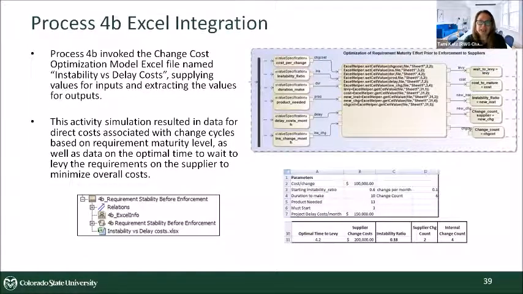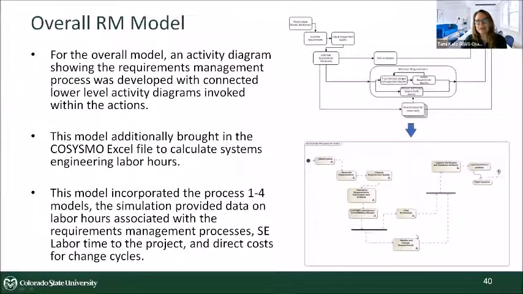One thing I liked about this is I learned I can connect Excel with SysML. It was something I learned I could do during this process. You can embed your Excel file, feed it data, have it do some calculations for you, and take out the results and look at them as part of your model input. That's what I did for my predicted, I would say, optimized time and change costs for my process 4. Once I got all four of those activities done, I did a comprehensive model. So this is a view of my top-level V diagram.